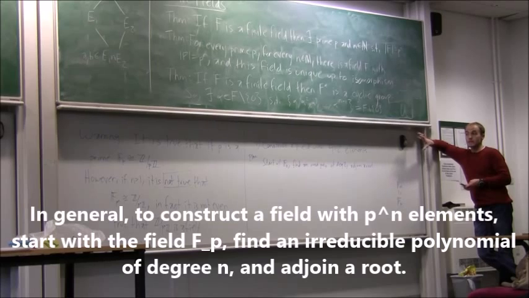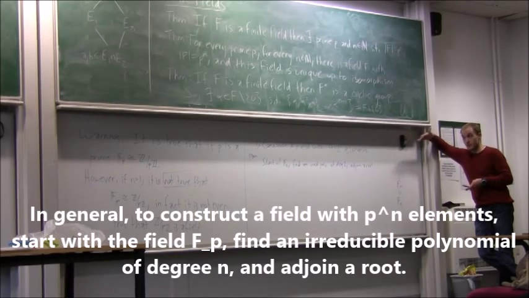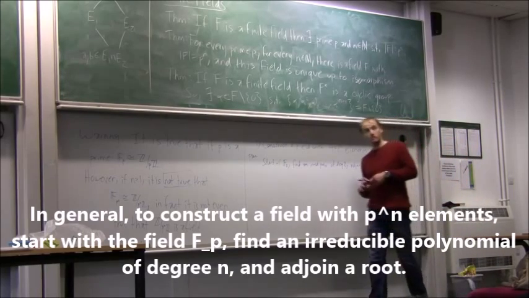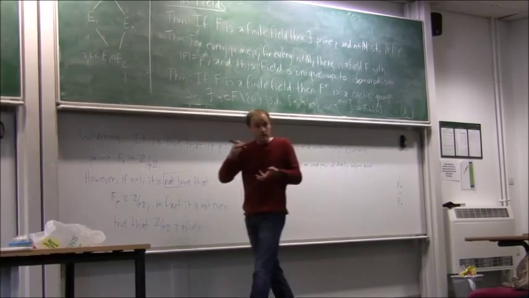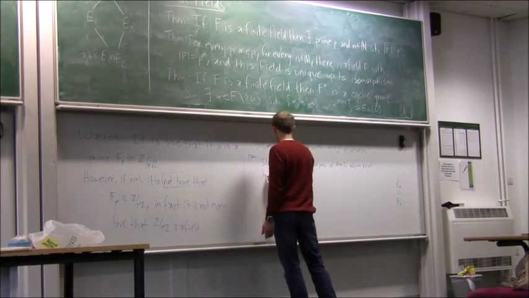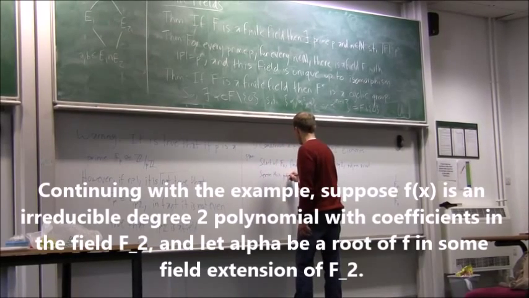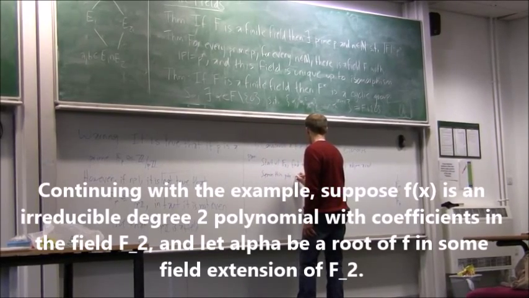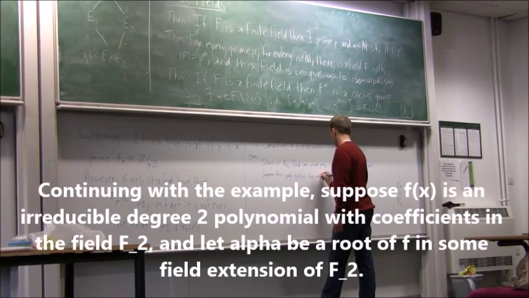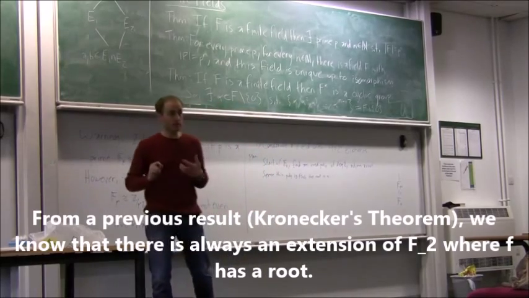Okay? The basic plan is the same for this problem and for the problems on your homework and whatever else you're going to be asked: you're asked to construct a field with p to the n elements. You start with the field with p elements, find a degree n polynomial which is irreducible, and you adjoin a root. Then you get a degree n extension. Okay? So let me elaborate on this plan a little bit. Suppose this polynomial is f of x, and suppose that the root is alpha. Remember, we know that for any field there's always an extension where it has a root, and so we can talk about the root of the polynomial.